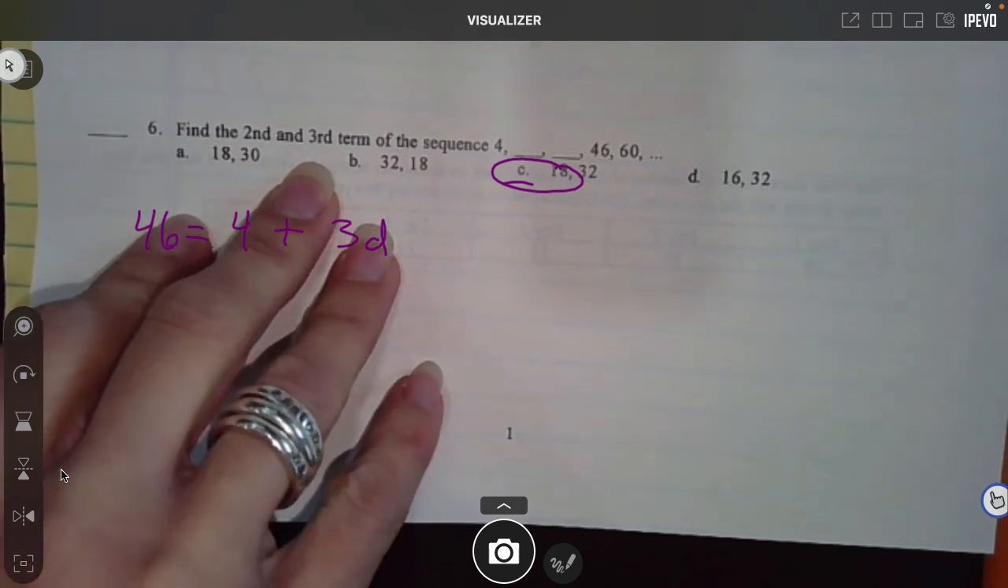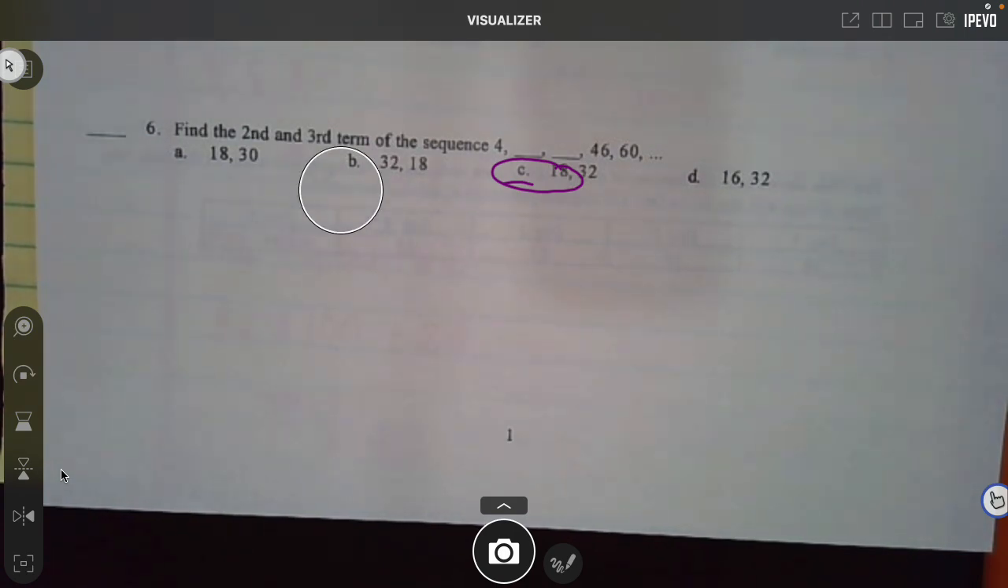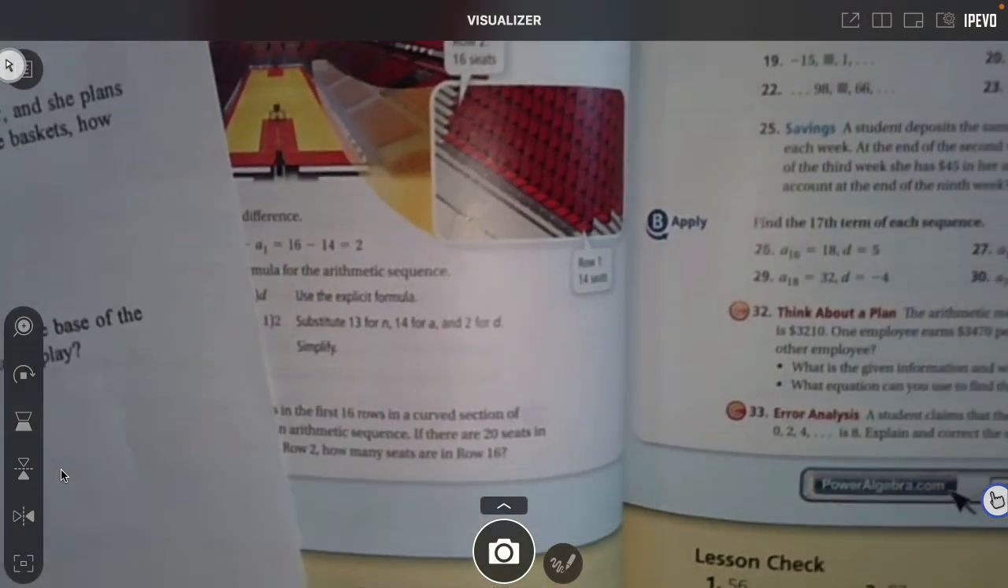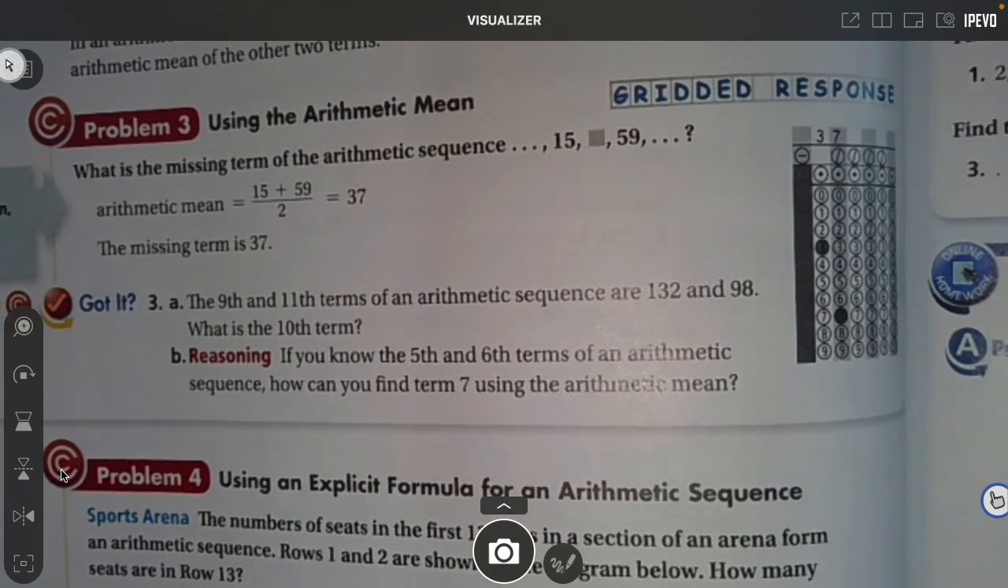Now number 8, and they actually give us a formula. Let me show y'all. Is anybody still in number 6 or 7 though? Number 7, you can solve the way we just did, but they show you another way in the book. Here, I'll put it up here. For number 7, they show you when you're just missing the middle term.